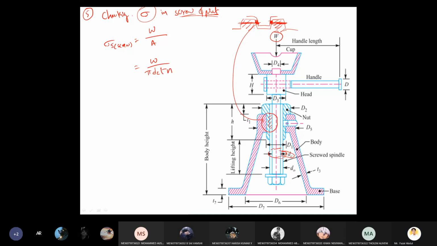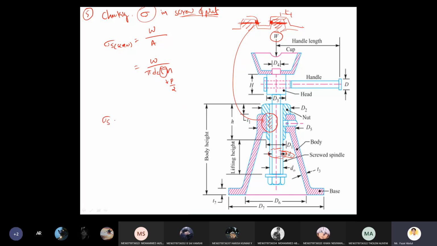What is the meaning of this t? dc means core diameter, t means tooth thickness. This is the stress, where the tooth thickness is nothing but pitch by 2.